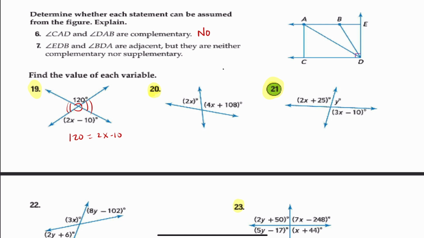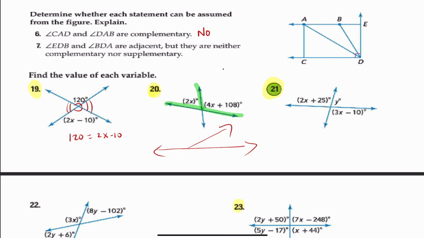Here, this one's a little different because, yes, we have a beautiful X, but there's something here and there's nothing here. So what do we apply? We apply something called a linear pair. A linear pair, two adjacent angles where we have a straight line, just like so. So if this is a linear pair, that means it's supplementary, right?